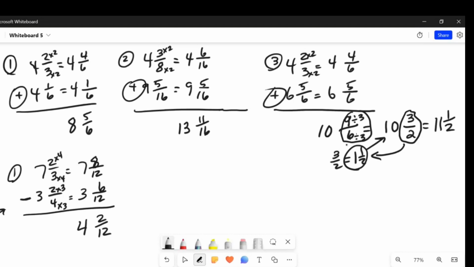But the 2/12 is not reduced. We can divide the top and bottom of this by 2, and 2 divided by 2 is 1. 12 divided by 2 is 6. So we get 4 and 1/6 as our answer.